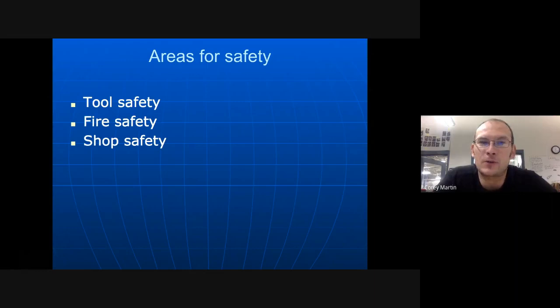Okay, these are the three areas that we're going to focus on. Tool safety. So we're going to talk about different types of tools, and I'll give you a couple of examples. For instance, using a ratchet or a breaker bar to try and break a bolt loose. There's a proper way to do that and an improper way to do that.